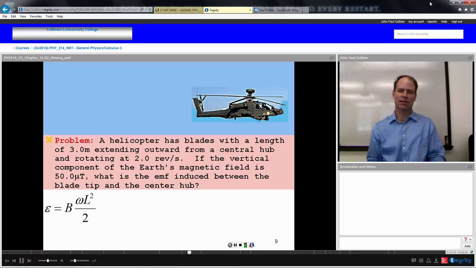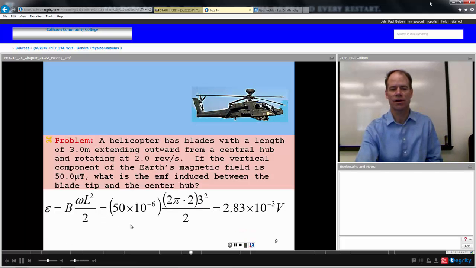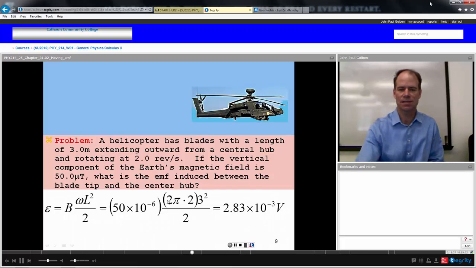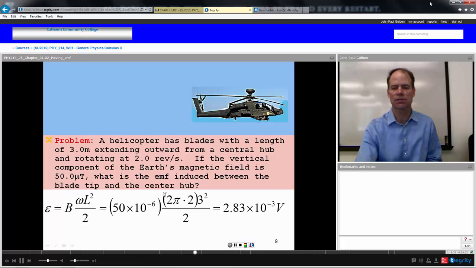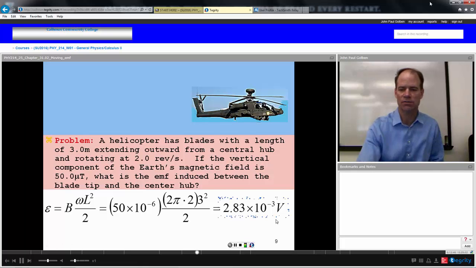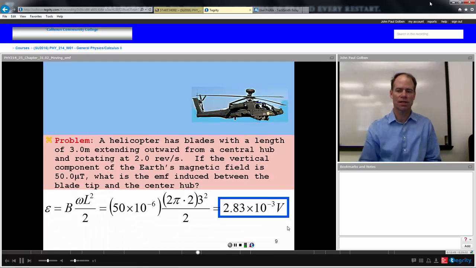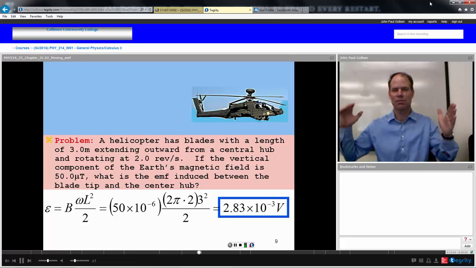Well, we just calculated a formula for this. Field times angular frequency, length of the blade squared over 2. Earth's magnetic field is 50 times 10 to the minus 6 Tesla. We have omega, which is 2 revolutions per second, but we want to switch that to radians per second. So it's going to be 2 pi radians per revolution times 2 will be our radians per second. And the length of the blade is 3 meters. So we have that squared over 2. We will generate a voltage of 2.83 times 10 to the minus 3 volts between the hub and the end of the blade.